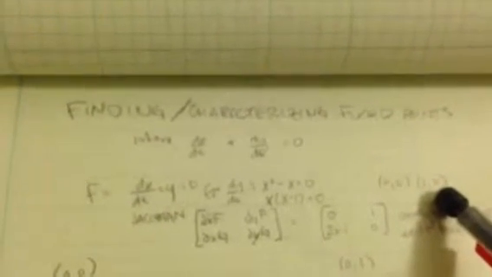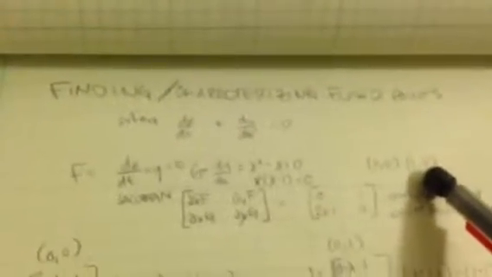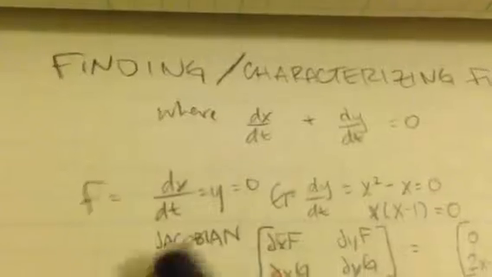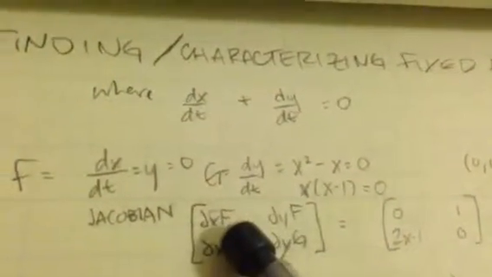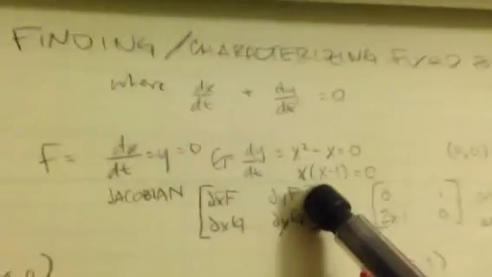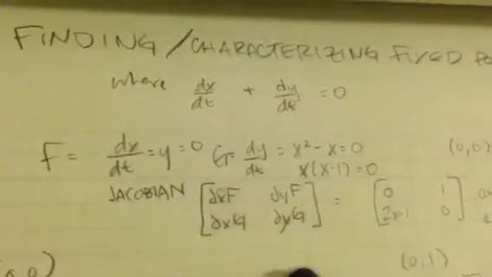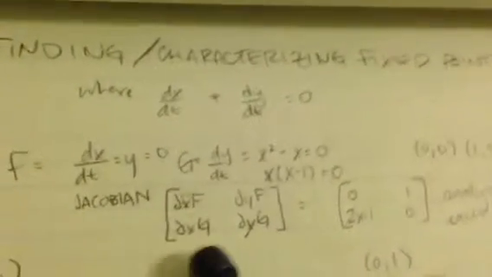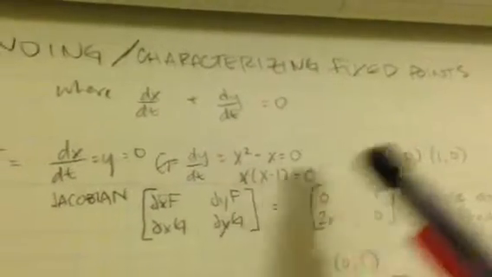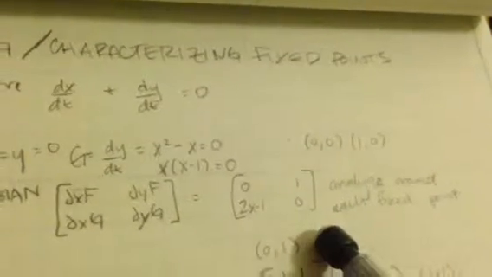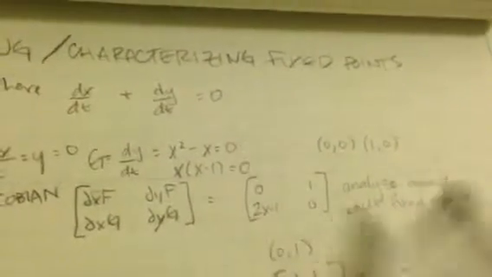So now to find our stability, what we're going to want to do is make what's called a Jacobian matrix, which is right here, and that's defined as the partial of f, which we defined as dx dt, the partial of f with respect to x, the partial of f with respect to y, and then the same for g, which is what we defined this as. So if you do those partials, you get that our general Jacobian is 0, 1, 2x minus 1, and 0 again. And then we're going to want to analyze this around each fixed point.